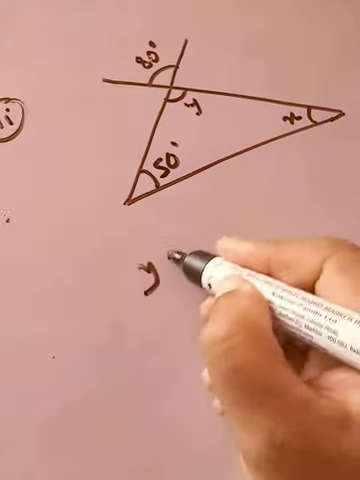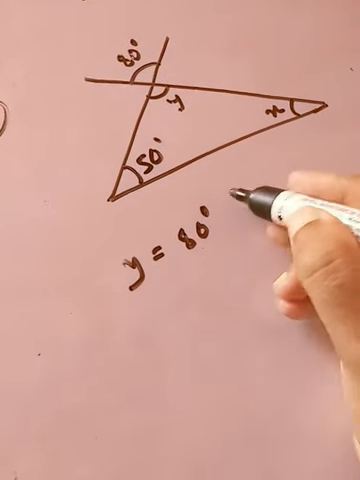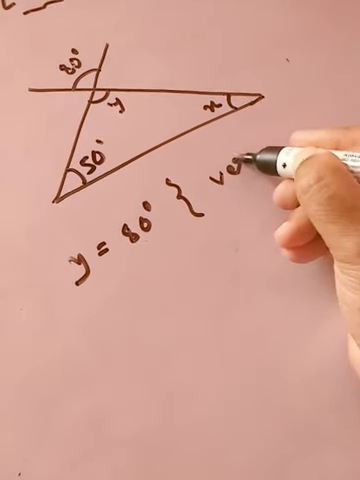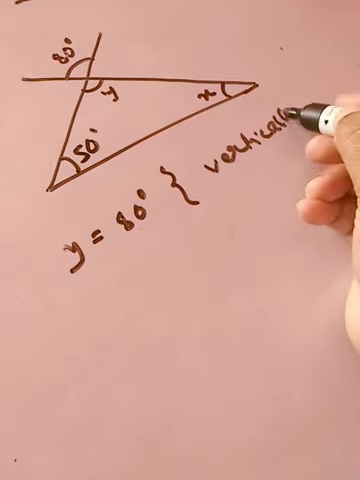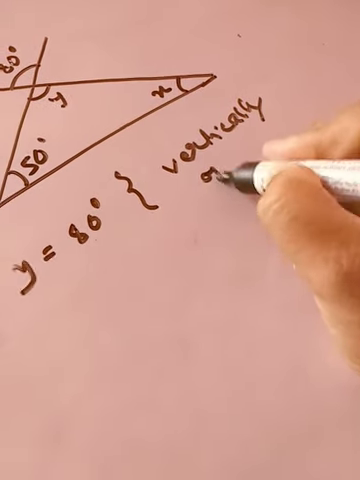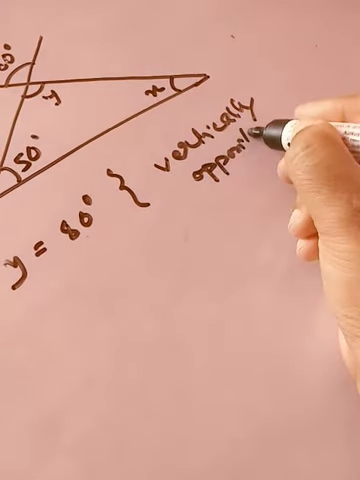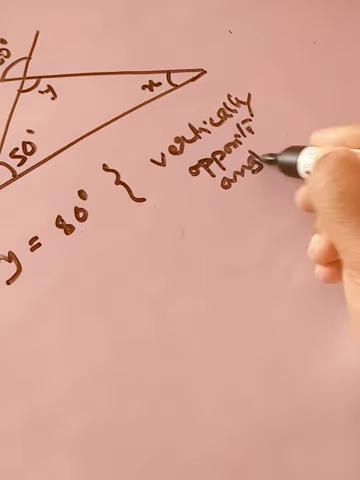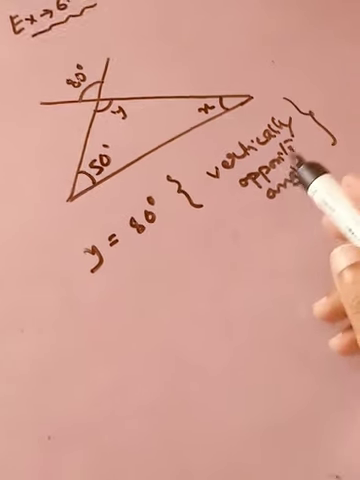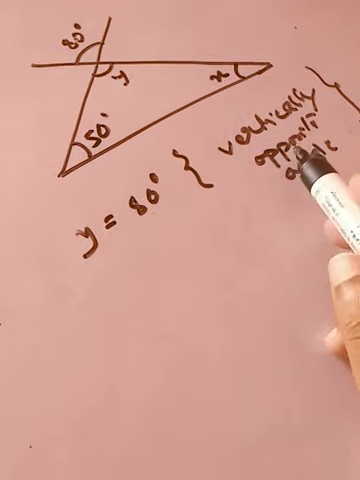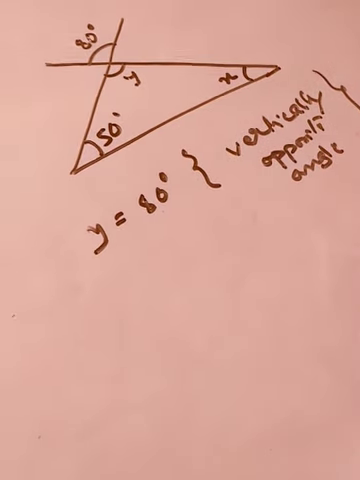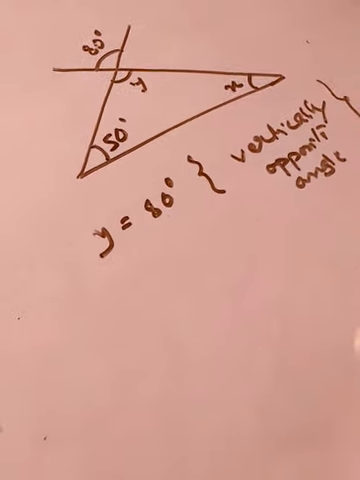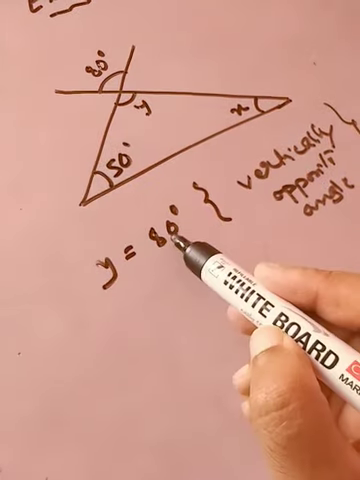The first thing that we will write is y equals 80 degree. And why? Because we will give the reason as vertically opposite angles. Always give the reason. This is a must. I am repeatedly saying, if you do not give the reason, you will not get the full marks. Okay, so now y equals 80.